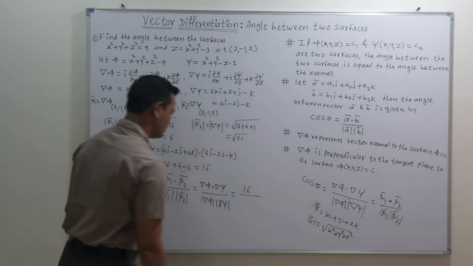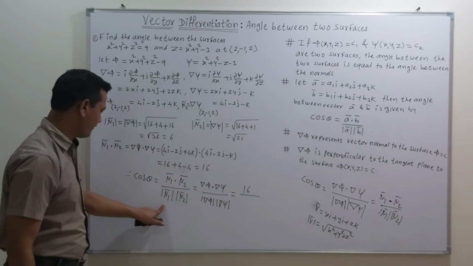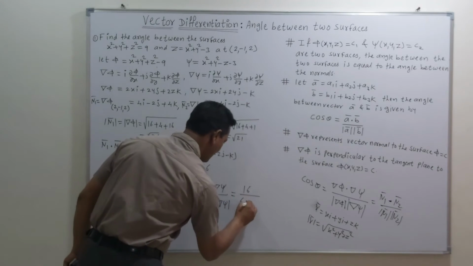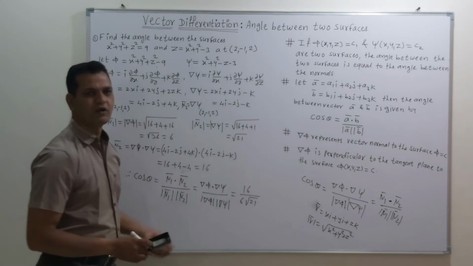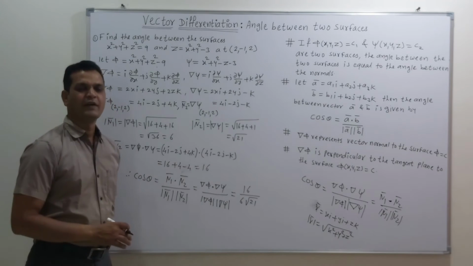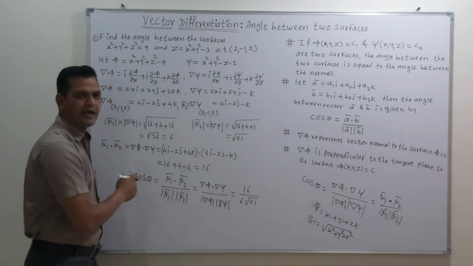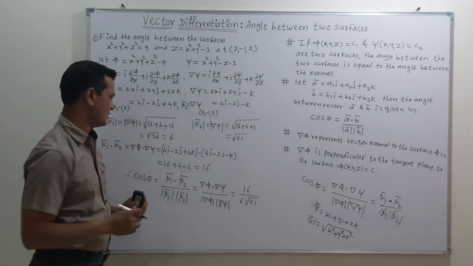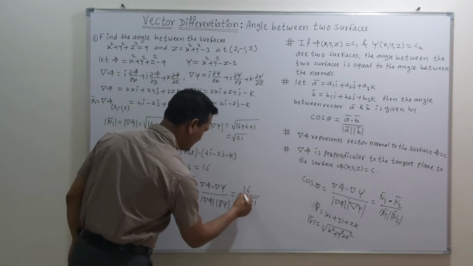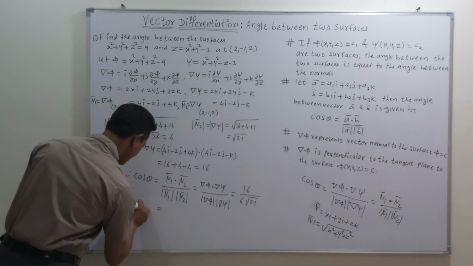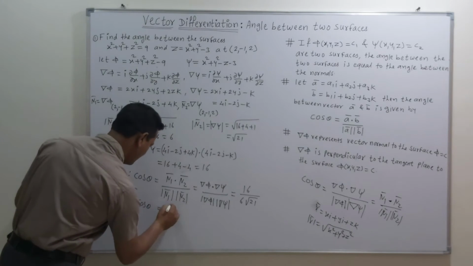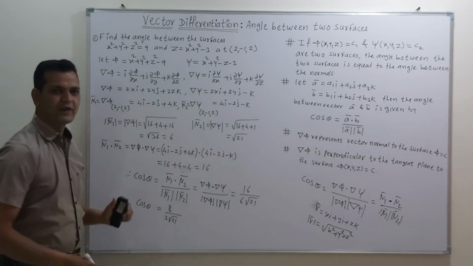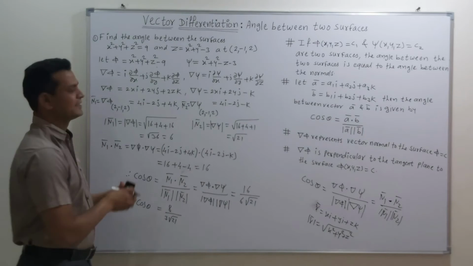So it is 16 upon the magnitude of the first normal to the surface, n1 bar, which is 6, and the second magnitude is root of 21. In this way we can easily find the angle between the normals to the surface, or the angle between the surfaces. So we may write cos theta is equal to 8 upon 3 root of 21. So friends, this is the first example. Now let's take the second example.